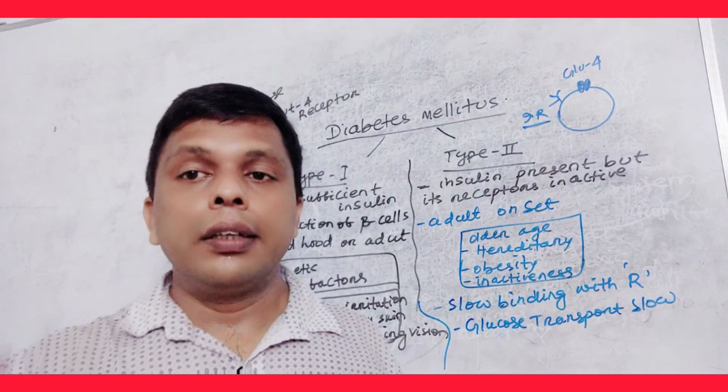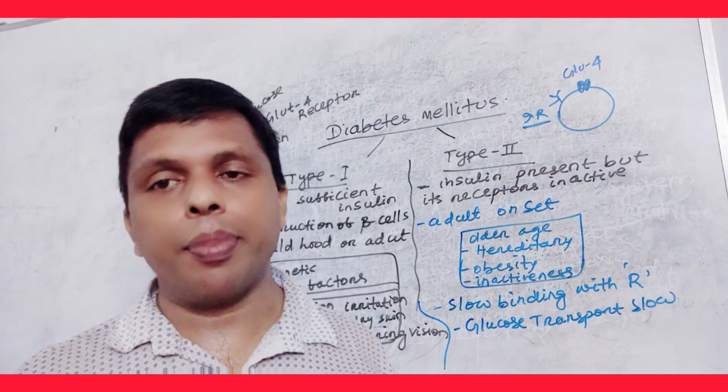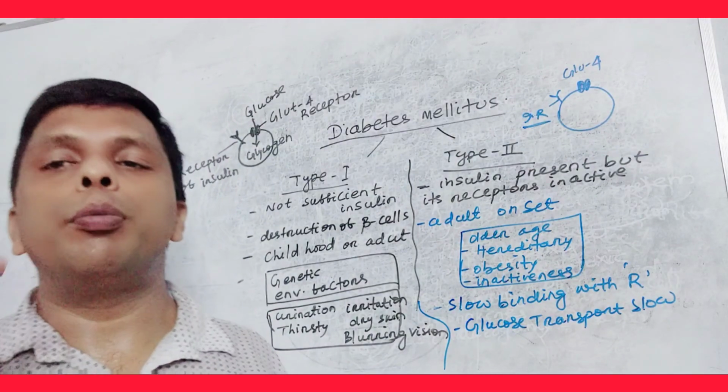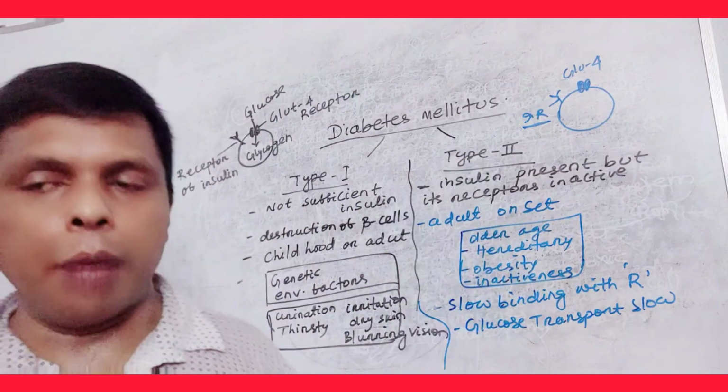Type 2 diabetes can be converted into type 1. So these are all about type 1 and type 2 diabetes mellitus. So it is all about diabetes mellitus.